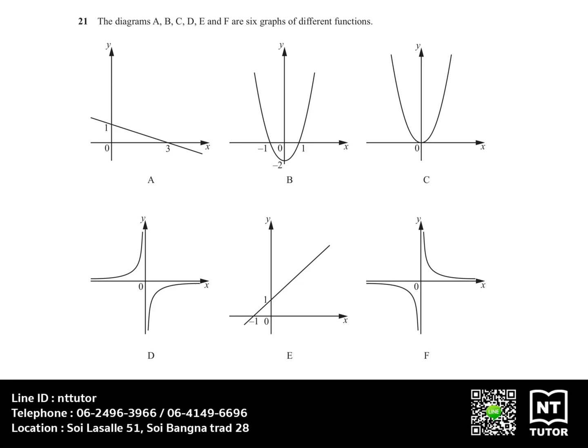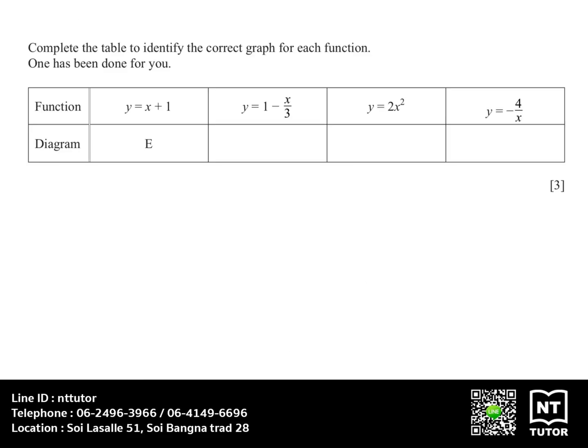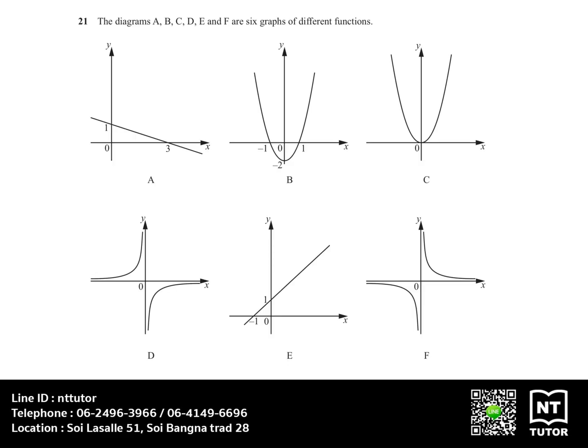The diagrams A, B, C, D, E, and F are 6 graphs of different functions. Complete the table to identify the correct graph for each function. 1 has been done for you. Since y equals x plus 1 is already equal to E, we can just forget about this one.